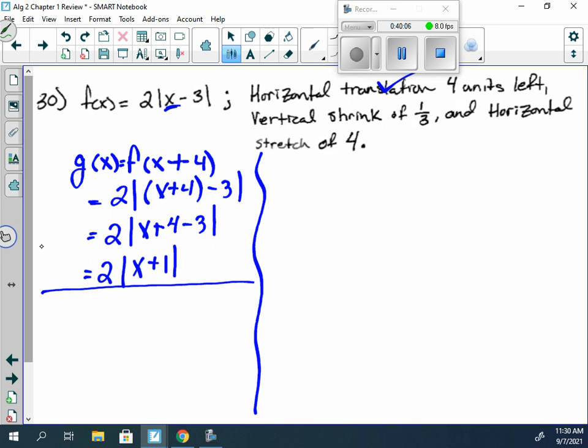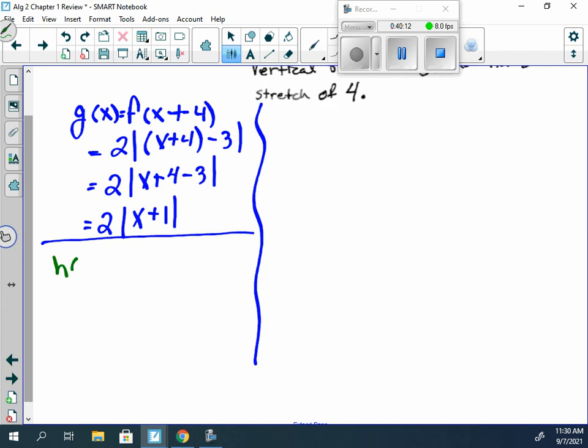What is the next thing it says? Vertical shrink of 1/3. So I'll just call it h of x. So our vertical shrink, if we're looking at that list, vertical stretch or shrink is a times f of x, a times the function, yes? So what's our vertical stretch and shrink? 1/3. So we'd say 1/3 times g of x.